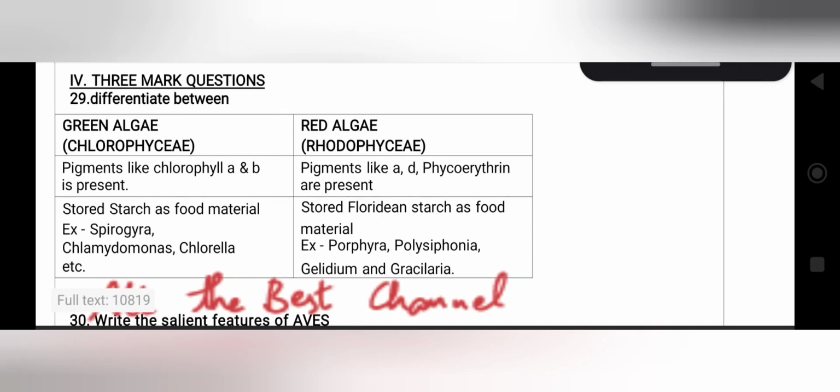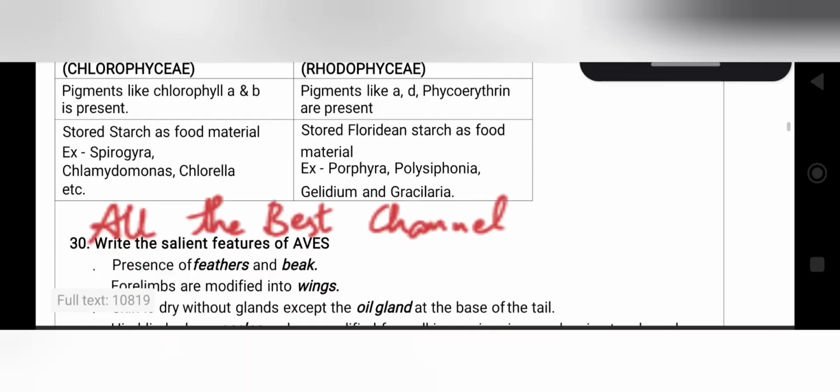Green algae store starch as food material. Examples: Spirogyra, Chlamydomonas, Chlorella, etc. Red algae store floridean starch as food material. Examples: Porphyra, Polysiphonia, Gelidium and Gracilaria.